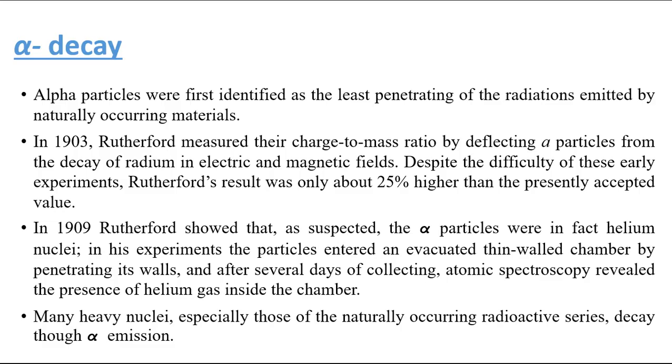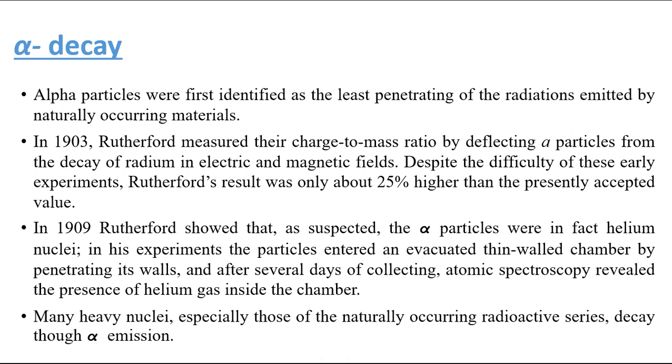So alpha particles were first identified as the least penetrating of the radiations emitted by naturally occurring materials. So it has very little penetrating power. In 1903, Rutherford measured their charge to mass ratio by deflecting alpha particles from the decay of radium in electric and magnetic fields. Despite the difficulty of these early experiments, Rutherford's result was only about 25% higher than the present accepted value.